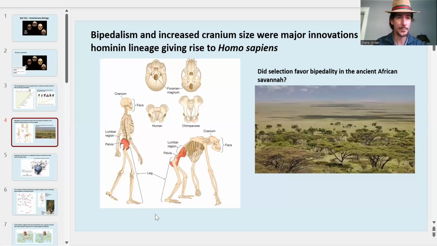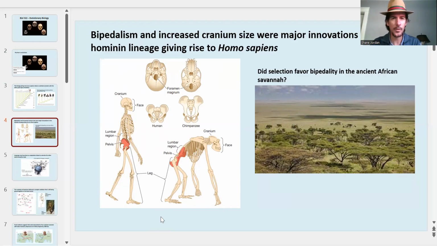But as we'll see in a moment when we look at a different phylogeny, hominins include other genera as well, not just the genus Homo. So it's important to recognize that hominins are not the same thing as hominids, which refers to all members of the family Hominidae. So what's going on with these two particular traits, bipedalism and increased cranium size?